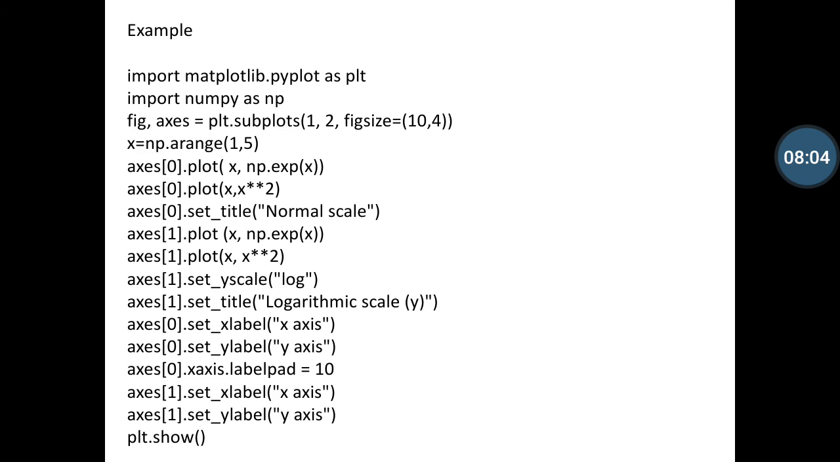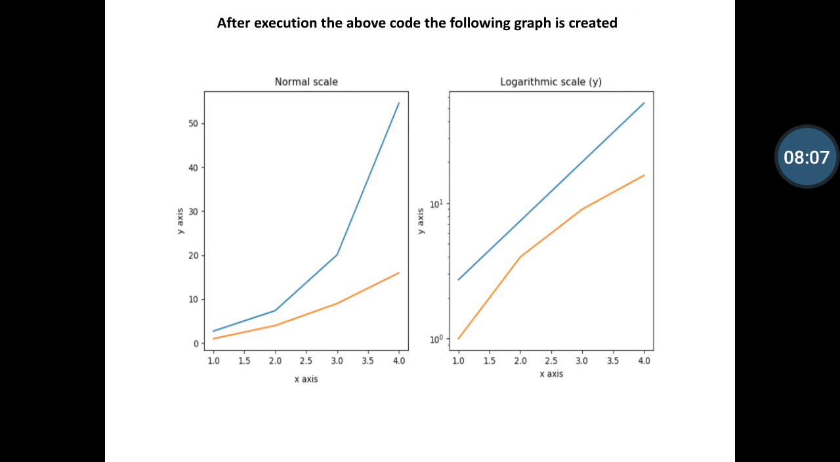You can notice the graph is created as per in the slides. You can see there are two graphs. Also define the x-axis and y-axis. Two graphs are created: one is a normal scale and the second is a log scale on y. So you can notice that the above graph is created as per the coding behind it.